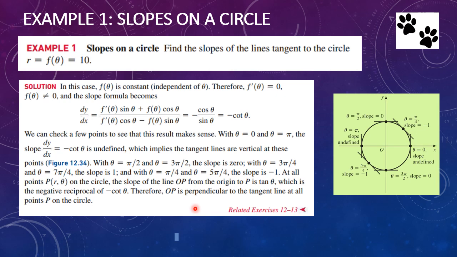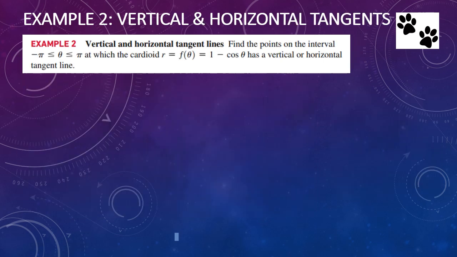Therefore, OP is perpendicular to the tangent line at all the points on the circle. For example 2, we're going to look at vertical and horizontal tangents. Remember that vertical tangents occur when the derivative is undefined, and horizontal tangents occur when the derivative is 0.